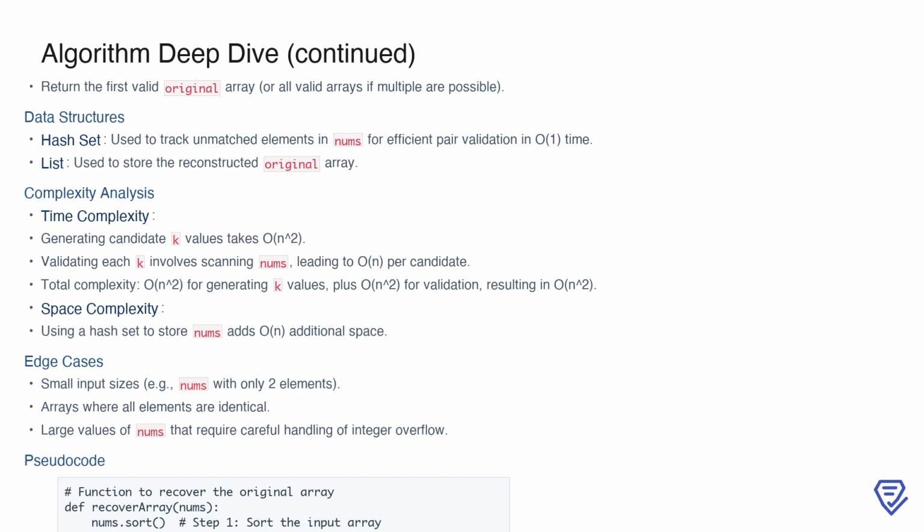Combining these steps results in an overall time complexity of O(n squared). The space complexity is O(n) due to the hash set used for tracking elements. Key edge cases to consider include very small input sizes, arrays where all elements are identical, and large values in nums that might risk integer overflow.